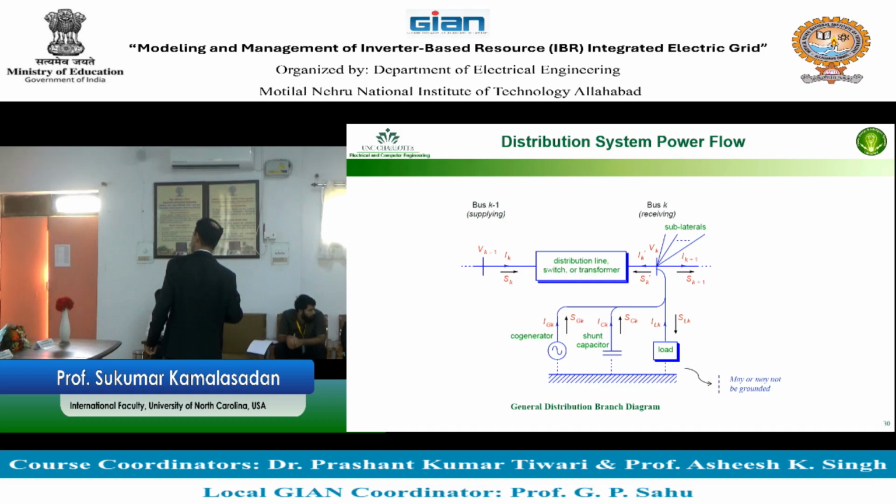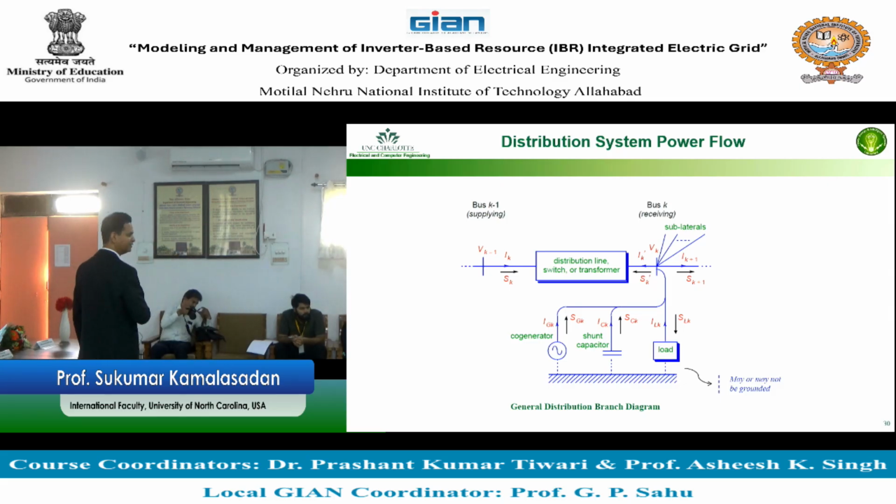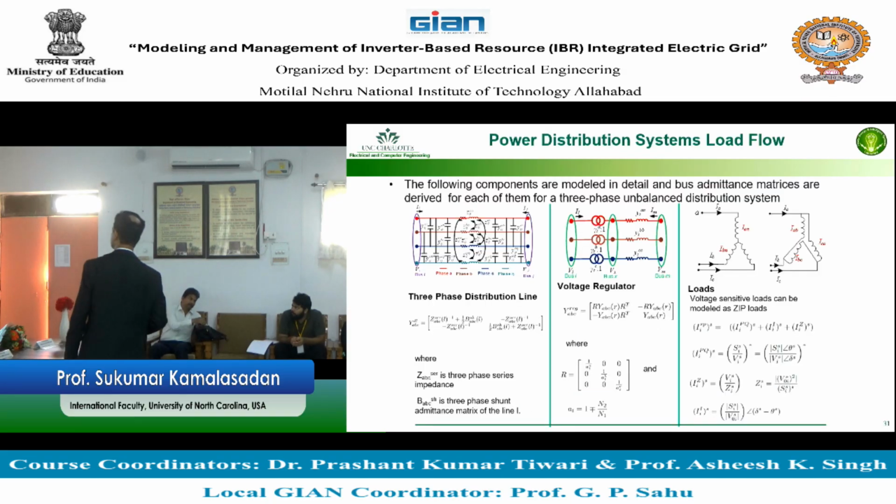So now you can say there is a cogenerator. Cogenerator is a DER, shunt capacitor connected and the load connected. These three can be connected in one node. So you can represent the current, power and voltage. That's basically your distribution network. So if you wanted to represent the distribution network, there are some challenges.